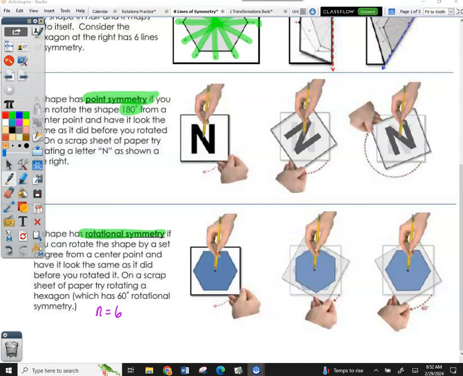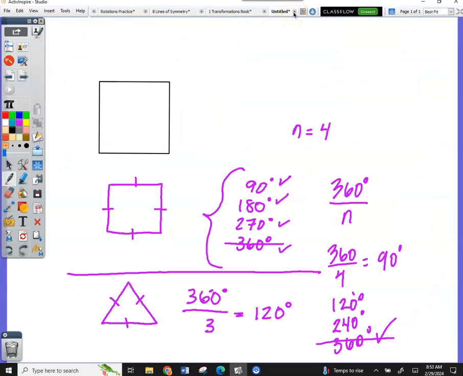I'll come over here and bring it back. I'm trying to find it. Hold on. There it is. Tell me the degrees of a hexagon. The rotational degrees of a hexagon.